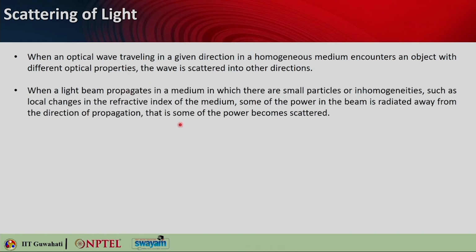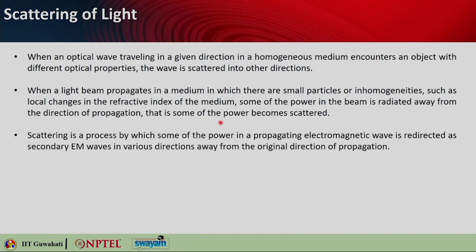So, when a light beam propagates in a medium in which there are small particles or inhomogeneities, such as local changes in the refractive index of the medium, then some power of the beam is radiated away from the actual direction of propagation, and that means some power is actually getting scattered. So, scattering is basically a process in which some of the power in a propagating electromagnetic wave is redirected as secondary electromagnetic waves in different directions which are away from the original direction of propagation.